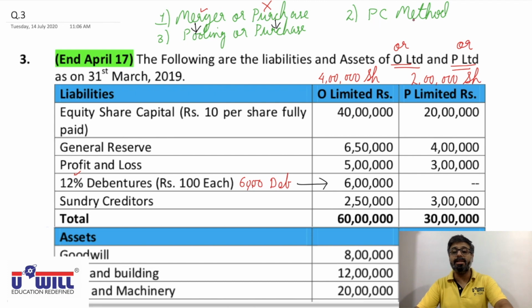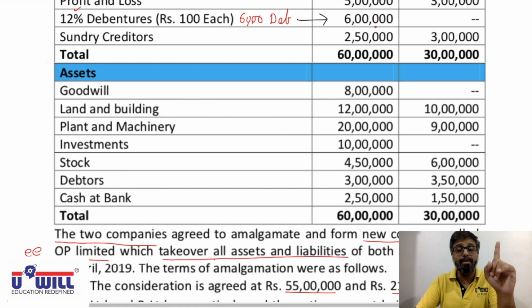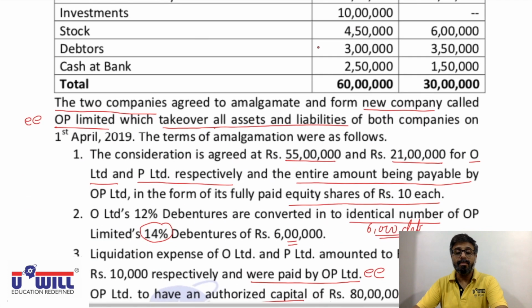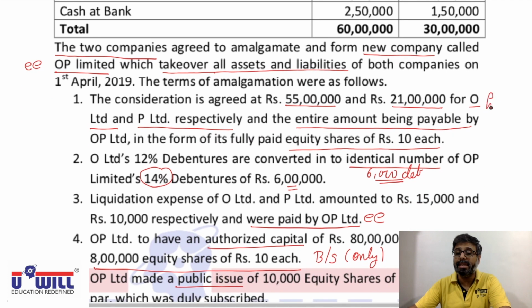Now purchase consideration method. Which are the three methods of purchase consideration? Lump sum method, net payment method, and net asset method. Adjustment 1. The consideration is agreed at 55 lakhs and 21 lakhs for O Limited and P Limited. This indicates it is which method? Lump sum method.